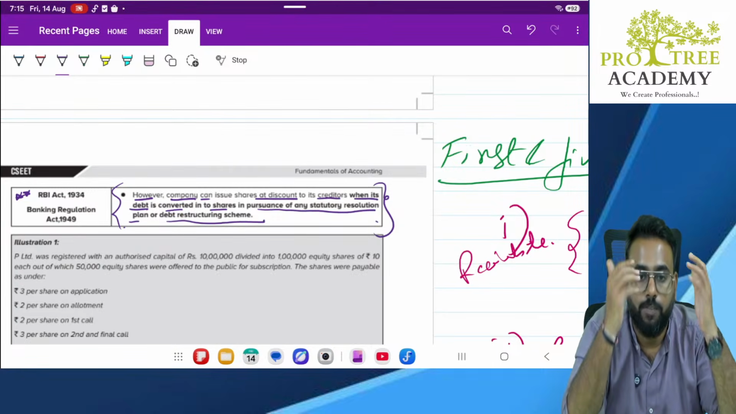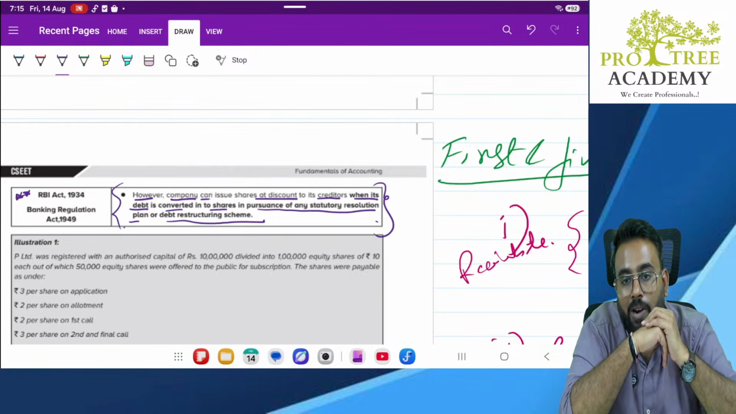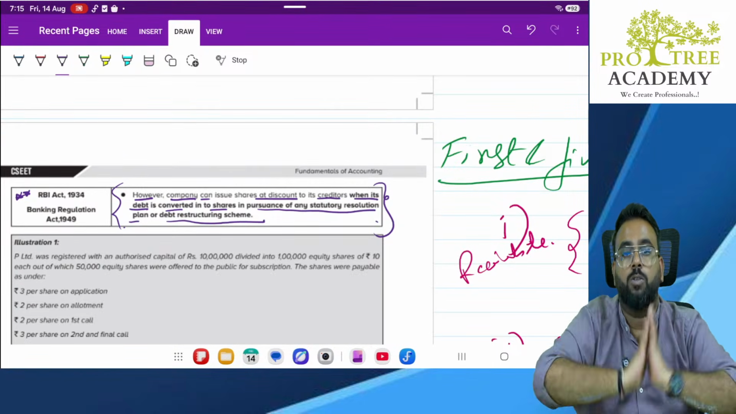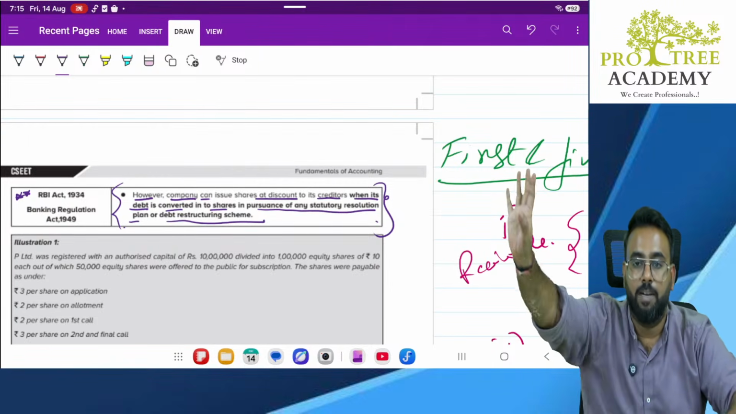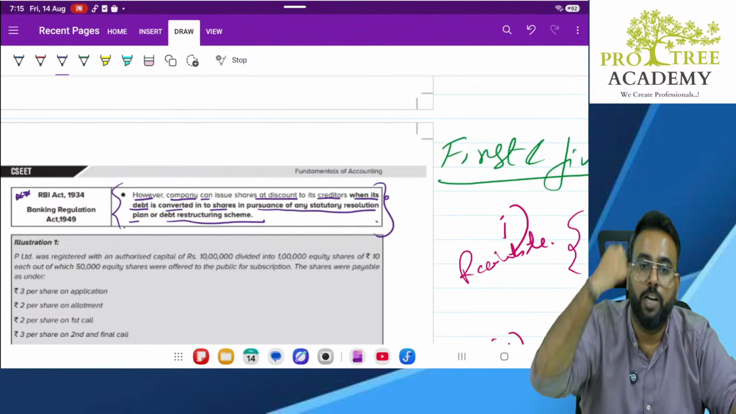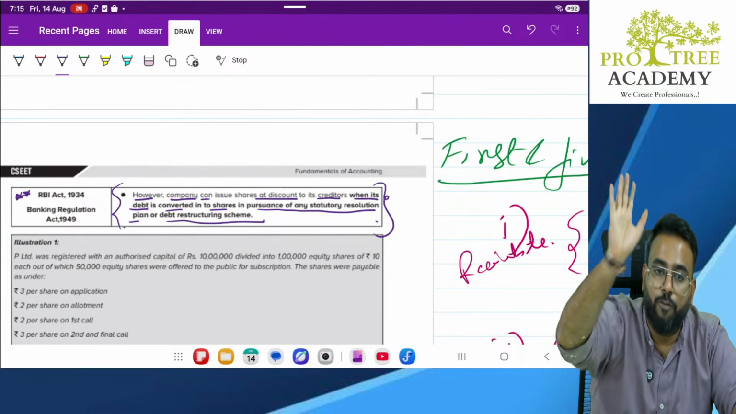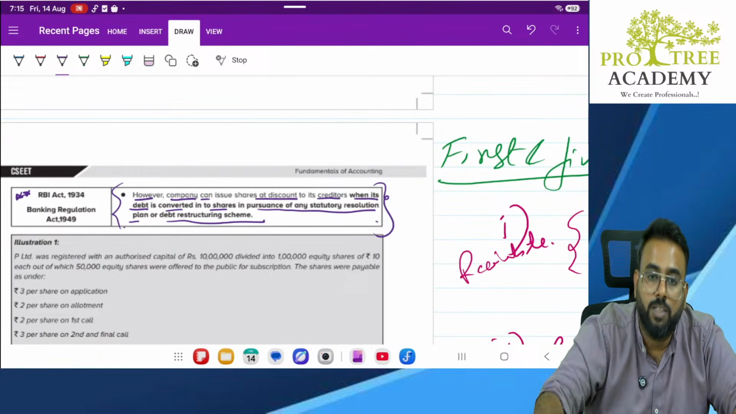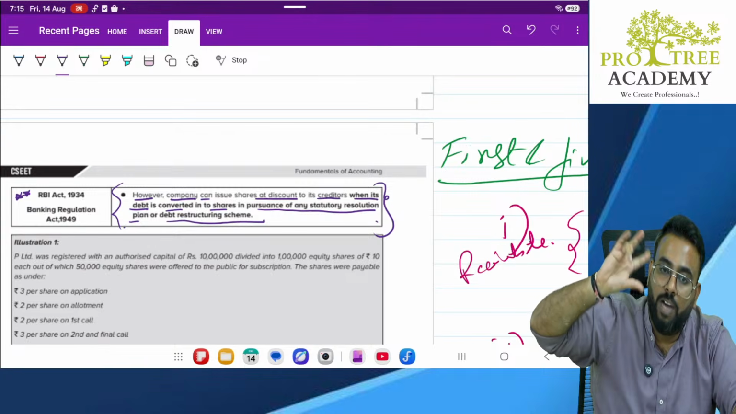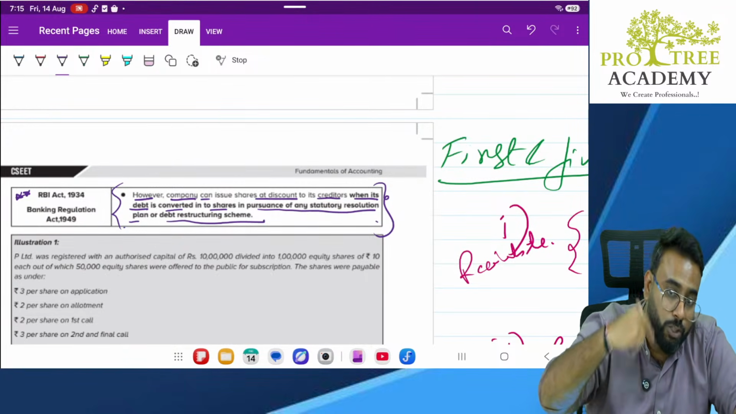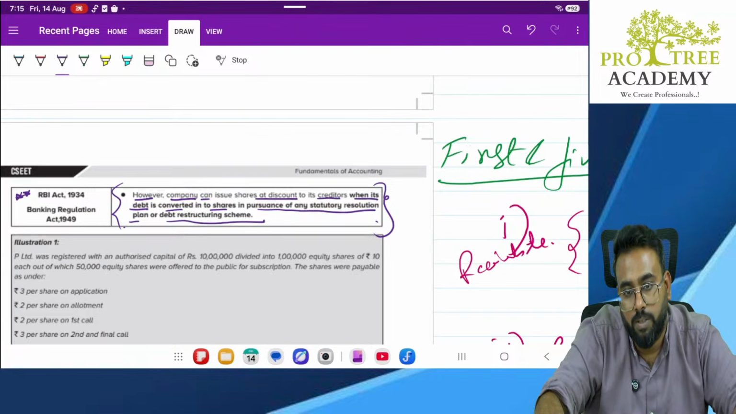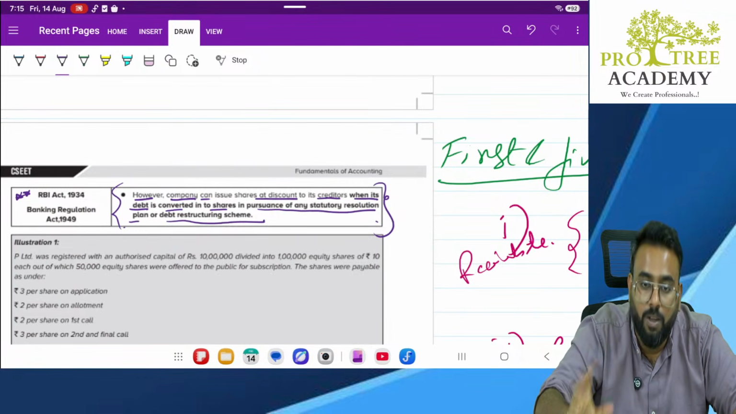Suppose somebody has given me 1 crore. I tell you I will give you shares worth 1 crore. So let's cancel the debt, the interest and the principal. Everything will cancel. Instead, you become part of my owners. So for whatever debt you have given, I will issue the shares. While issuing those shares, I can issue them at a discount. Sir, why am I issuing it at a discount?